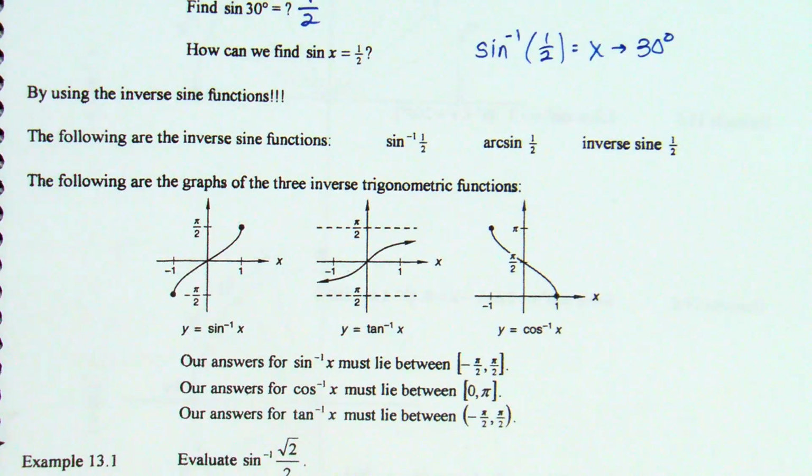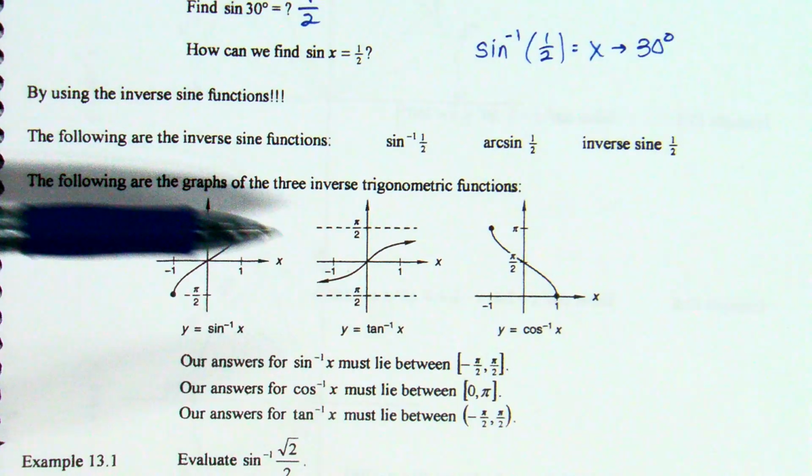Notice -π/2 to π/2 here. The negative of 1 and 1, I don't even normally put the -1 and 1 on the graph. It's more about, to me, having the asymptotes of -π/2 and +π/2.